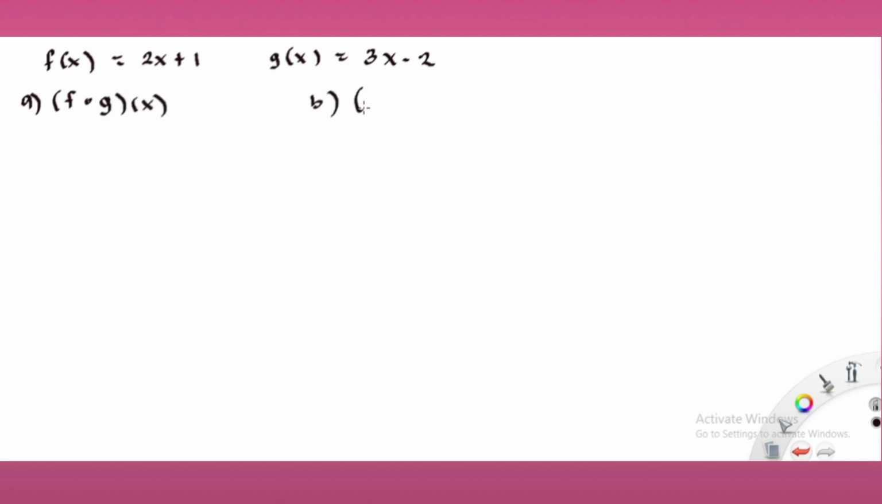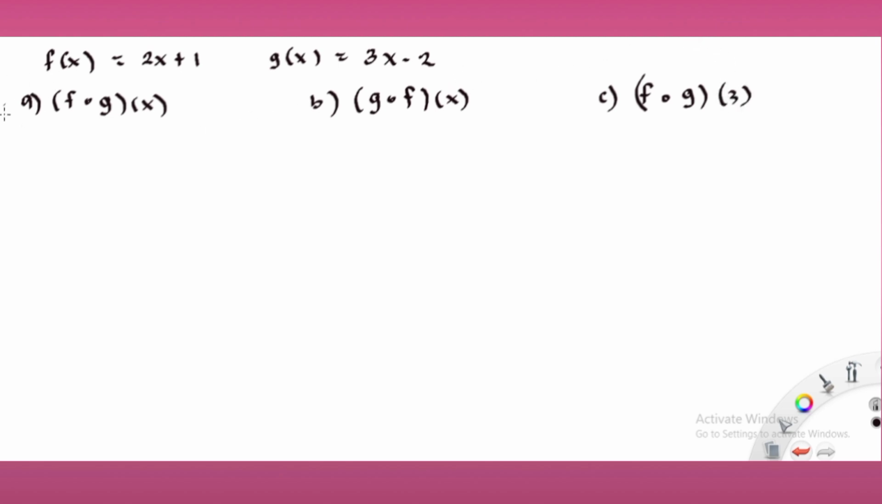Let's say, ang f of x natin ay equal sa 2x plus 1. And then, our g of x is 3x minus 2. So, let us solve for letter A, the same kanina: f circle g of x. Letter B, let's solve for g circle f of x. And the letter C, let's have f circle g of 3. Pare-pareho lang ng hinahanap. Iba-iba lang ng given.